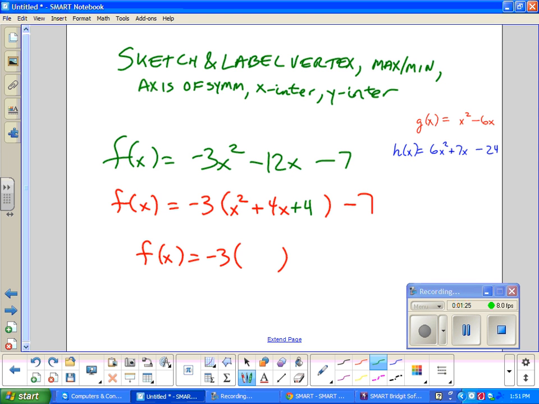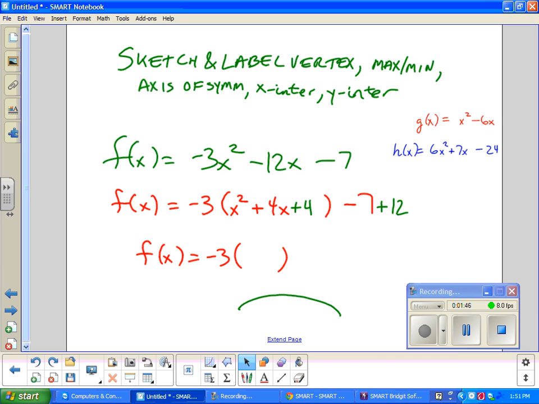I got some rules. If I do it on one side, I got to do it on the other. Or if I add 2 to a problem, I got to subtract 2. If I add 12, I got to subtract 12. If I add negative 9, I got to add 9. In this case, I have subtracted 12 on the right side, because negative 3 times 4 is negative 12. So I'm going to have to balance that with plus 12.